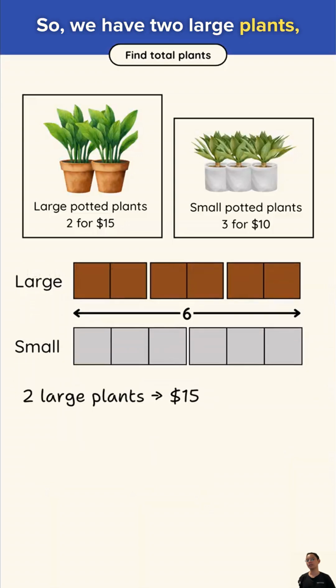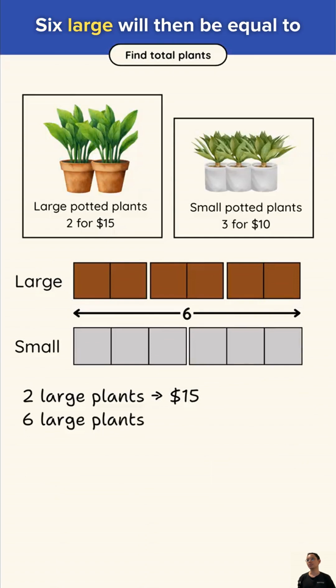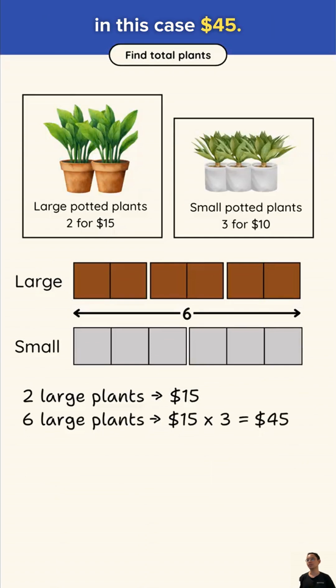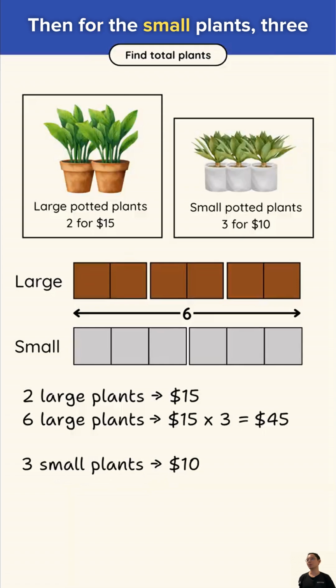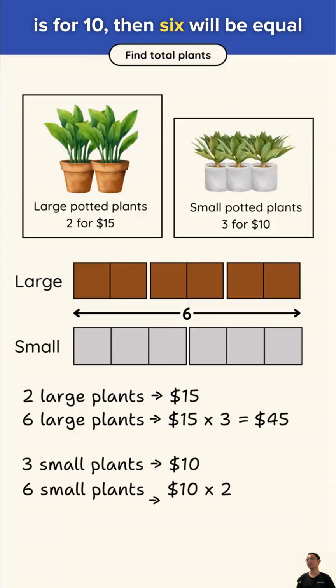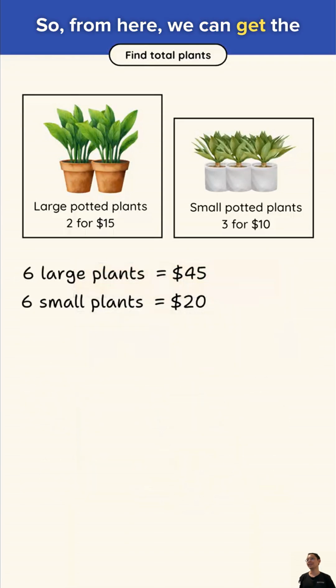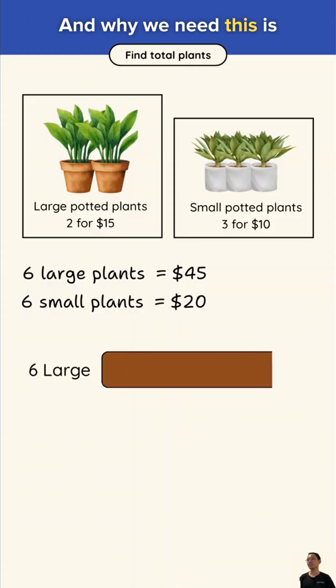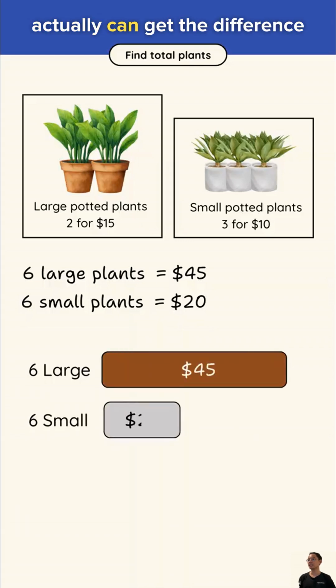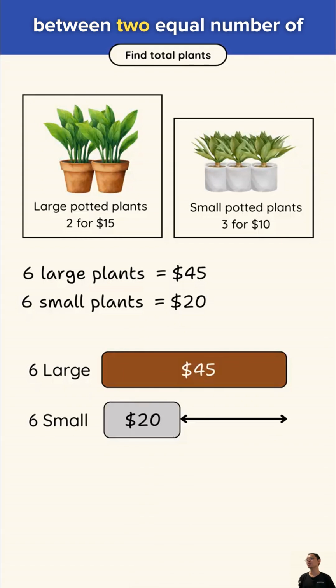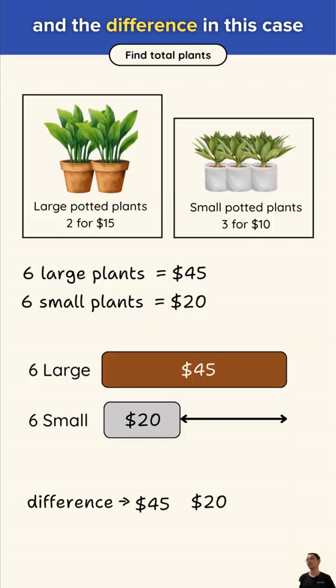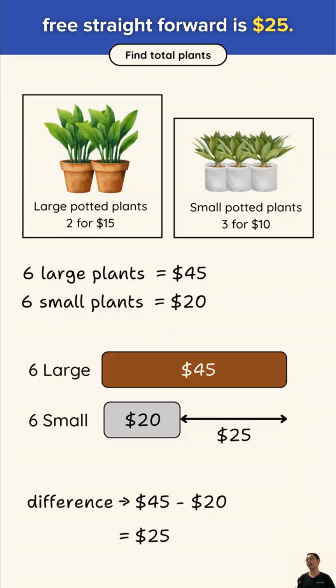So we have two large plants, which is 15. Six large will then be equal to, in this case, $45. Then for the small plants, 3 is for 10, so 6 will be equal to $20. So from here, we can get the value of 6 large and 6 small. And why we need this is because in this case, we can get the difference between two equal numbers of large and small plants, as you can see over here. The difference, pretty straightforward, is $25.